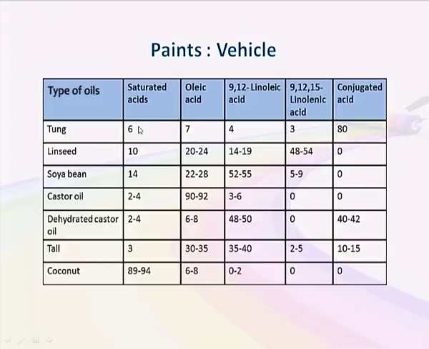Here the percentage of various acids in different types of oil (linseed oil, soybean oil, castor oil, dehydrated castor oil, tall oil and coconut oil) are given. Here we can see that in coconut oil the percentage of saturated acid is highest.